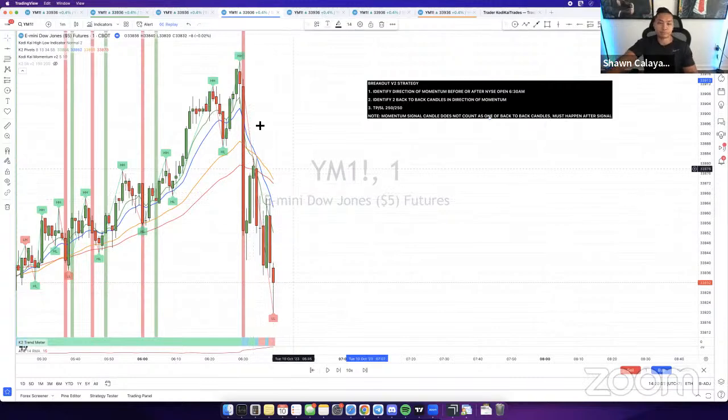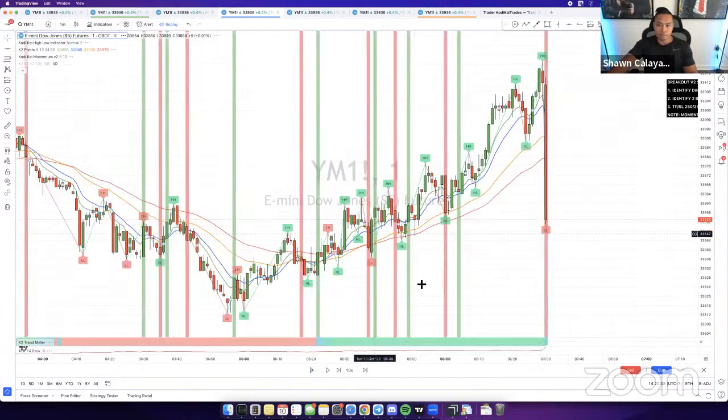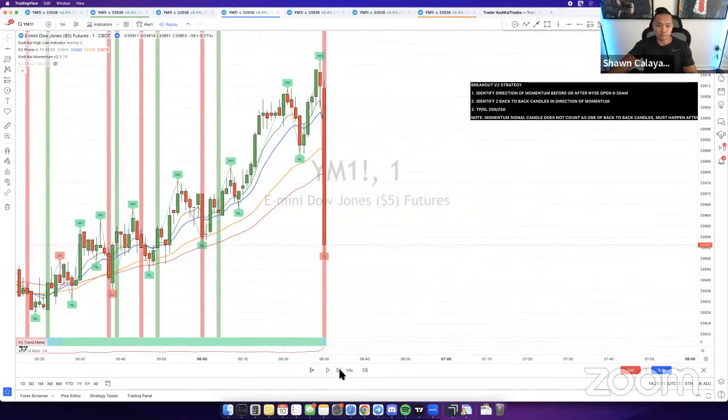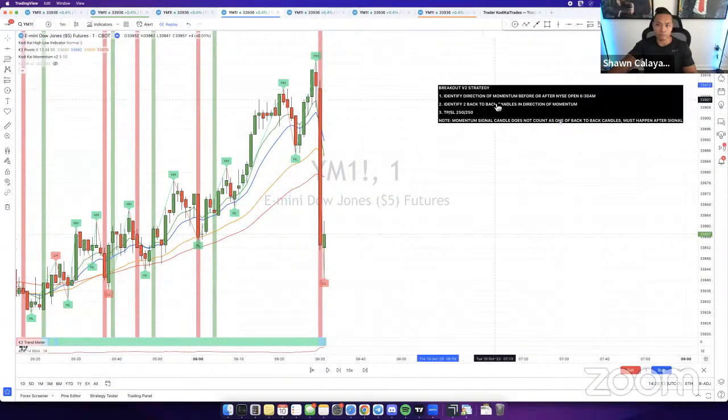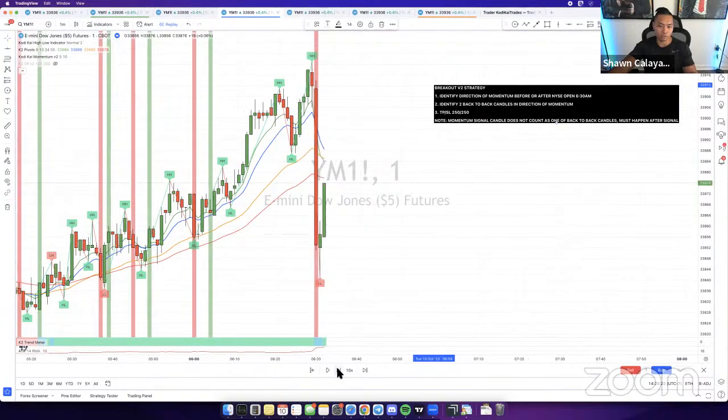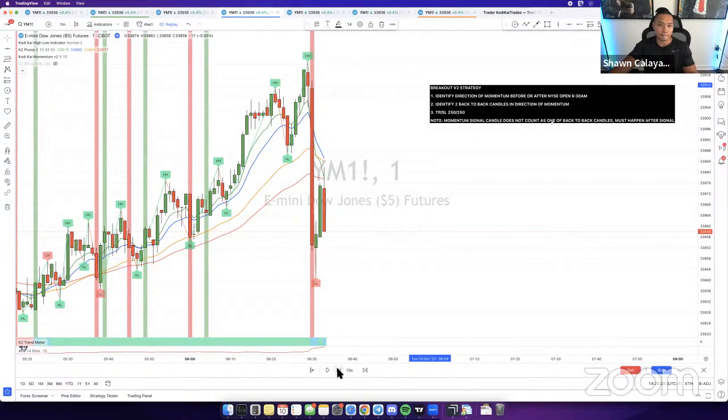With that said, you want to next look and identify two back-to-back candles in the direction of momentum. Let me just go back over here. Market open at 6:30, we had a sell signal. You're looking for two red candles, two back-to-back candles in the direction of momentum. Obviously, you're looking for a sell here because you have a sell momentum. You need two red candles. Those are direction of momentum. If you get a green candle, it's obviously not in the direction of momentum, so it doesn't fit criteria. So you're looking for two red candles back-to-back.